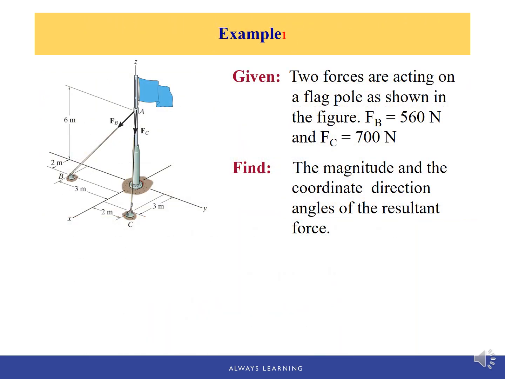Let's see one example. 2 forces are acting on the flagpole as shown in the figure. FB has a magnitude of 560 Newton and FC has a magnitude of 700 Newton. So the magnitudes of both vectors are given. And now we're looking for the magnitude and the coordinate direction angles of the resultant force.